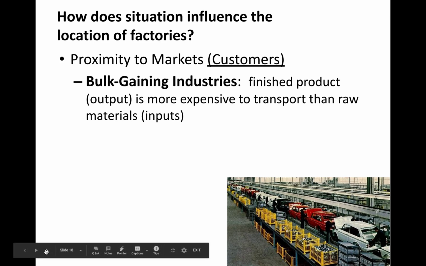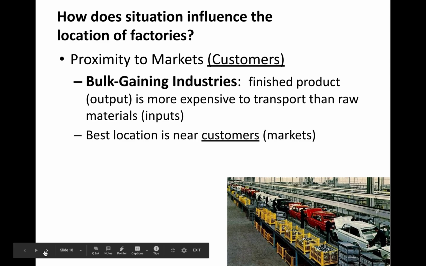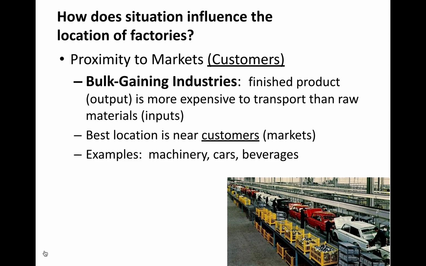All right, when we get to bulk gaining industries, now that's what I was talking about earlier. That's when you have manufacturing centers near the market where they gain weight, like cars would be a bulk gaining industry, or like Coca-Cola or other beverage products, or like potato chips, bulk gaining industries. Most manufacturing today is bulk gaining industries.